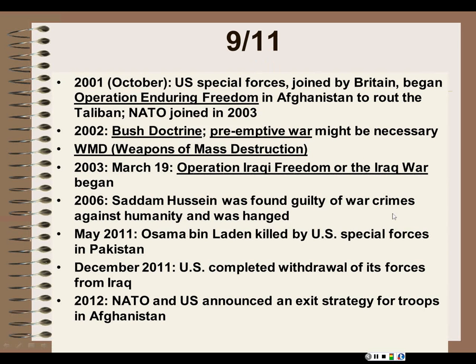As a response to all of this, in October of 2001, U.S. Special Forces, joined by Britain, began Operation Enduring Freedom in Afghanistan to rout the Taliban. NATO joined the effort in 2003. In 2002, President Bush announced the Bush Doctrine, that in the future preemptive war might be necessary. And this is certainly a new kind of philosophy in foreign policy. Everyone, of course, was concerned about weapons of mass destruction. Did Iraq have weapons of mass destruction, etc.?